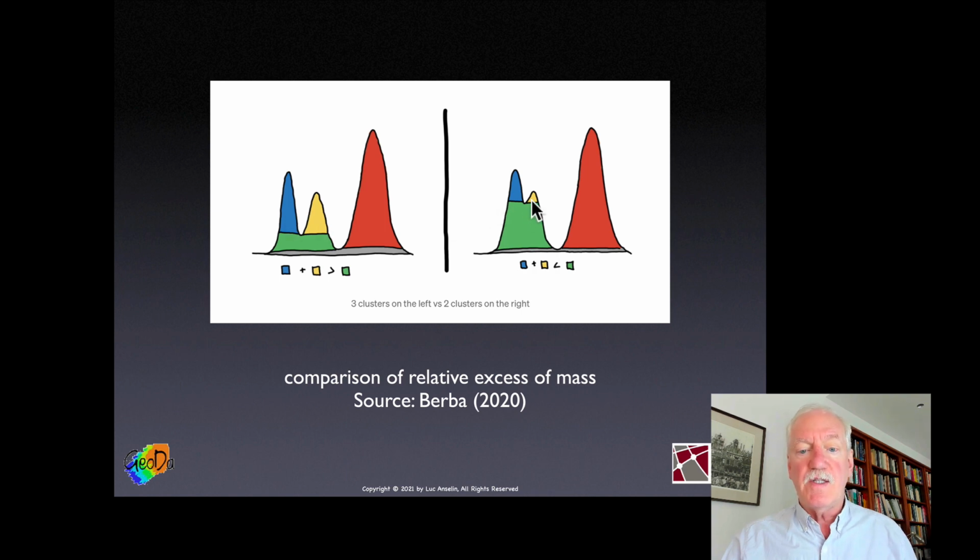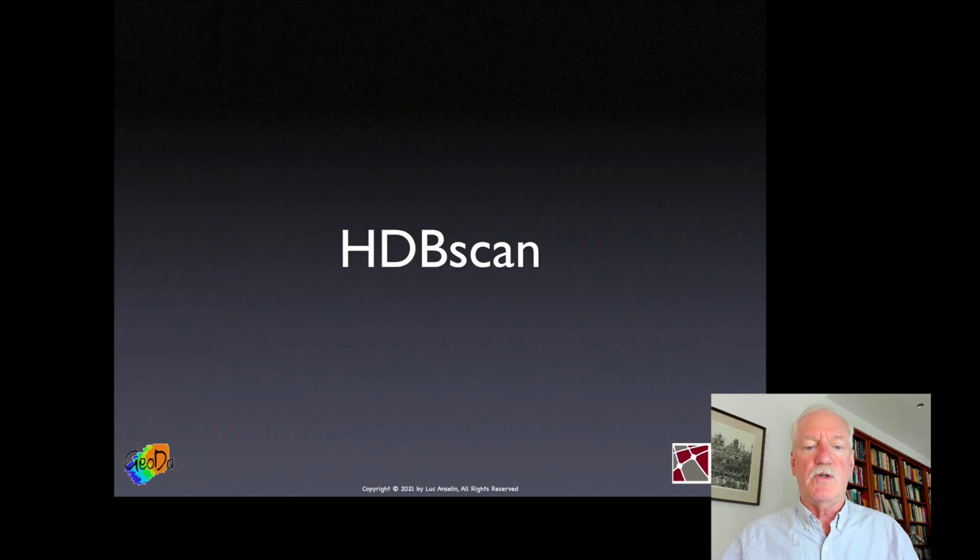In this other case, the green area is much larger than the sum of the blue and the yellow. So if we try to maximize overall relative excessive mass, again, the red one doesn't change, but the green one is much larger than the sum of the yellow and the blue, so we stick with the green and with the red. That's the notion that hierarchical DBSCAN contributes.